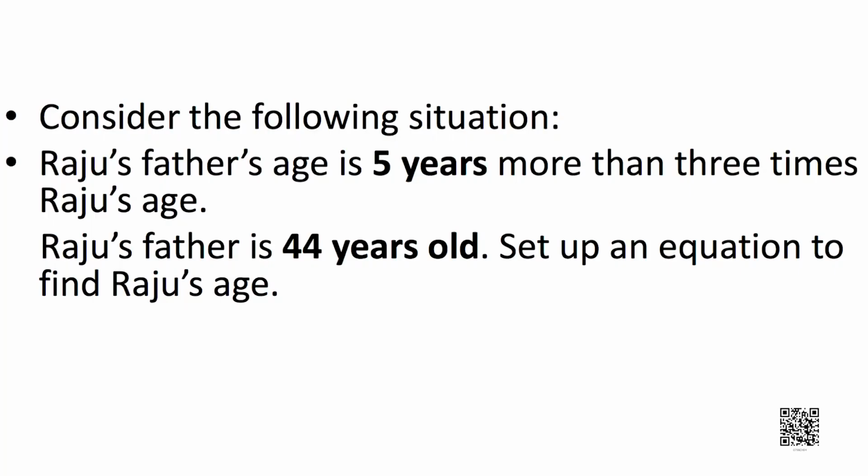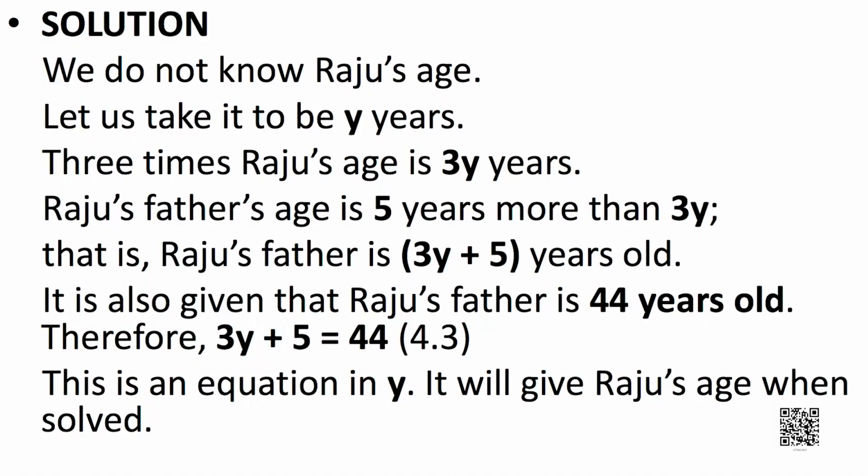Raju's father's age is 5 years more than 3 times Raju's age. Raju's father is 44 years old. Set up an equation to find Raju's age. Well, for the solution, we do not know Raju's age, so we will take it as a variable, that is y years. 3 times Raju's age is 3y years. Raju's father's age is 5 years more than 3y.